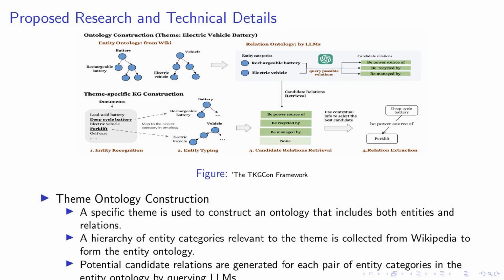In this slide, we delve into the technical details of our proposed research, the TKG-CON framework. This framework is divided into two main parts. The first part is theme ontology construction. Here, we start with a specific theme and use it to construct an ontology, which includes both entities and relations. To form the entity ontology, we gather a hierarchy of entity categories relevant to the theme from Wikipedia. Then, we generate potential candidate relations for each pair of these entity categories by querying language models. This comprehensive approach allows us to create a robust and theme-specific ontology. Stay tuned as we explore the second part of our framework in the next slide.